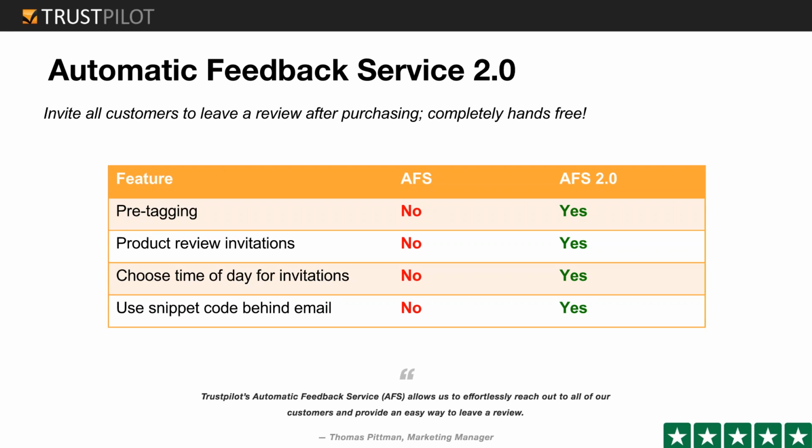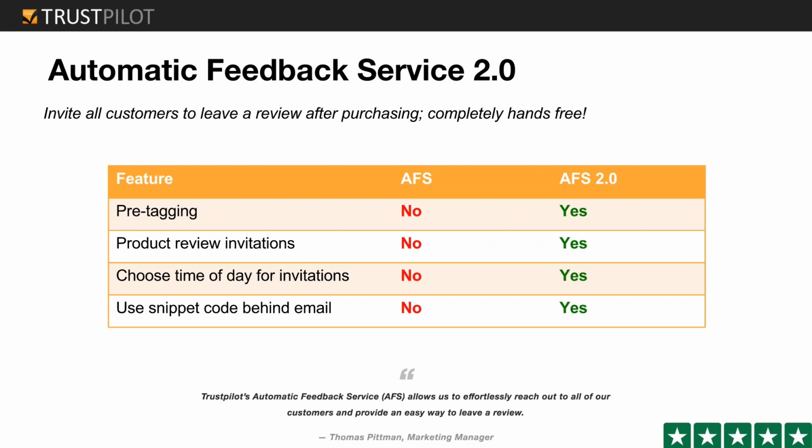Now, if you're unfamiliar with what the automatic feedback service is, before these updates, AFS was simply a way to collect reviews automatically from your customers as and when they come in. So, taking a typical e-commerce example, you may have your invoice email that goes to the consumer. Once that goes out, that will trigger AFS, which will then have a preset delay on when the review invitation goes out to them. That was the essence of what AFS did, which just meant it was a hands-free way of collecting.